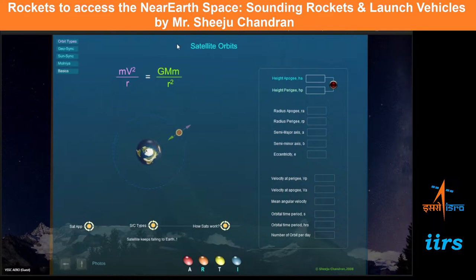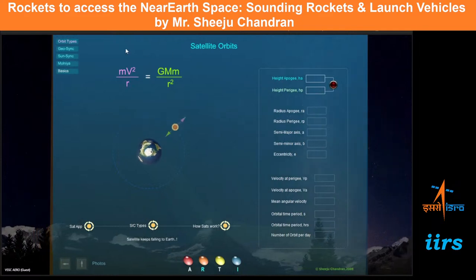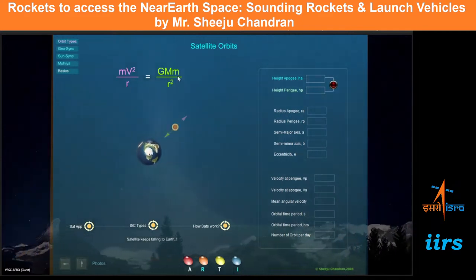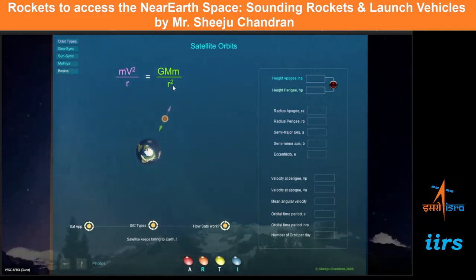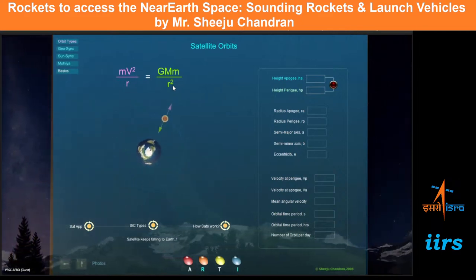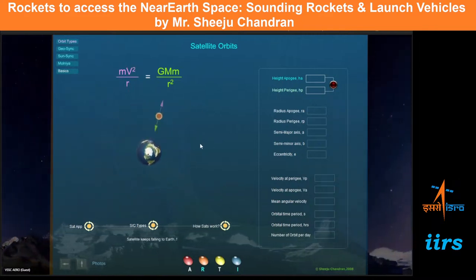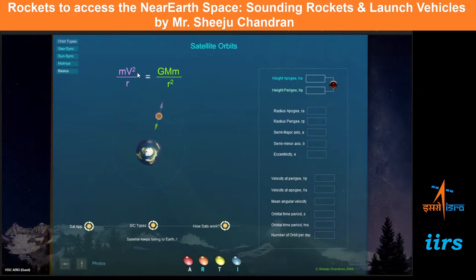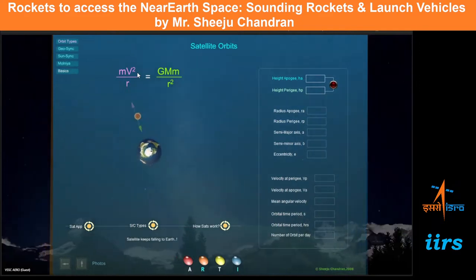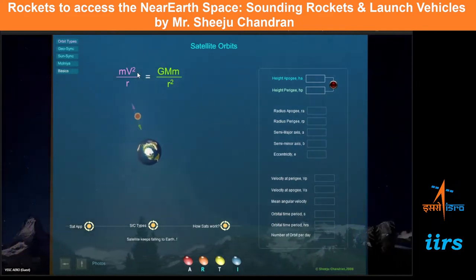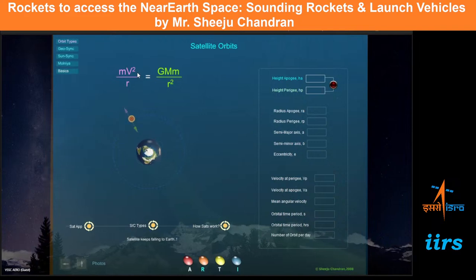For those who are mathematically inclined or aware of the physical principle, they will recognize the simple equation I have written on the top: mv square by r is equal to GMm by r square. The centripetal force provided by the Earth's gravity, GM by r square, is balanced by the centrifugal force due to the velocity of the satellite. So if you give an appropriately calculated velocity, it can keep on orbiting there. That velocity happens to be around 7.9 kilometers per second. So if you provide a satellite with a velocity of typically 7.8 kilometers per second at a certain altitude, it will keep on revolving there.